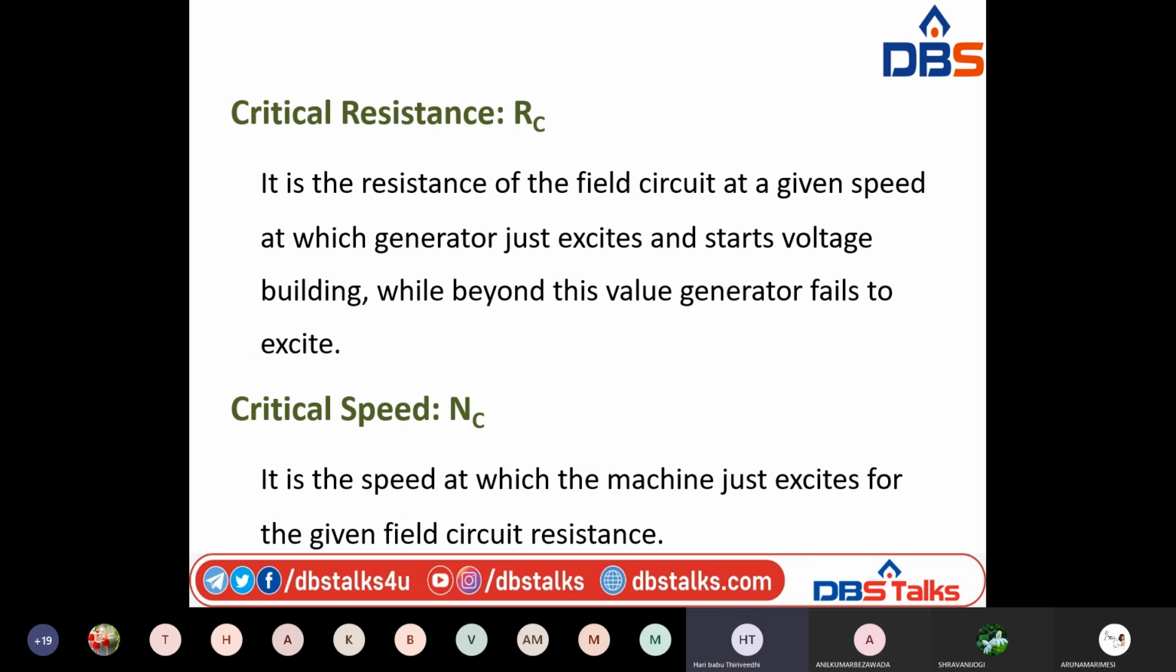So, a very important definition. Critical field resistance is the resistance of the field circuit at a given speed at which the generator just excites. That is, at this resistance the generator just excites. Below this resistance the generator does not excite, right? You got my point? So at critical resistance only the generator just excites. Below critical resistance the generator does not excite, right?